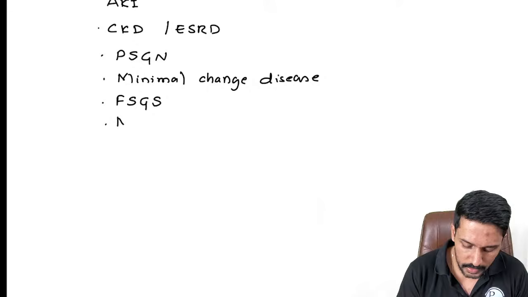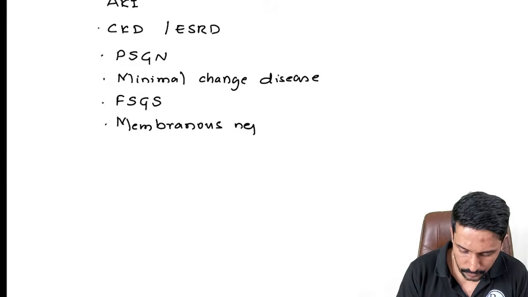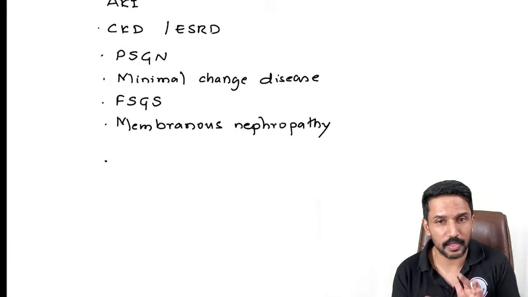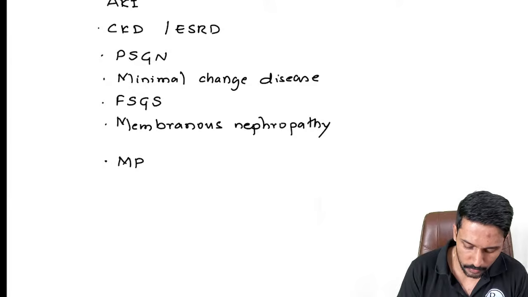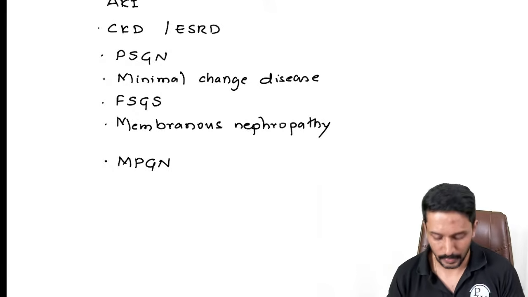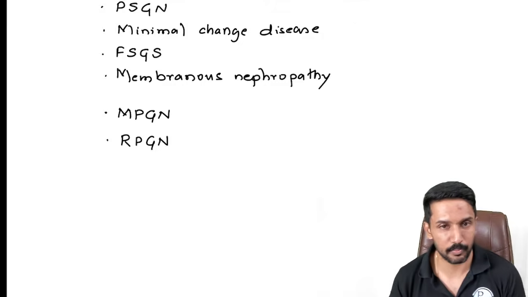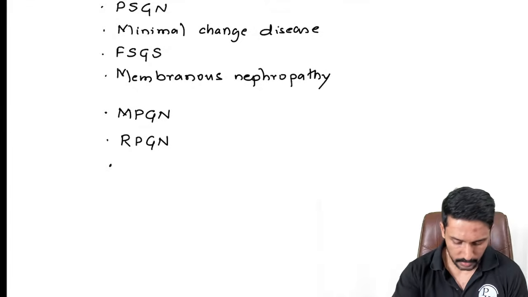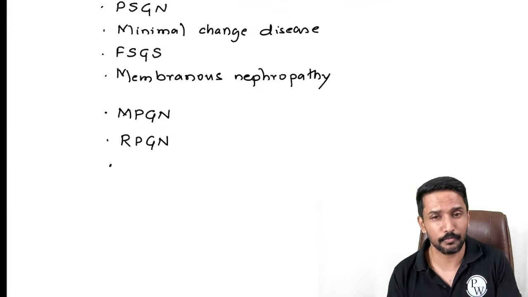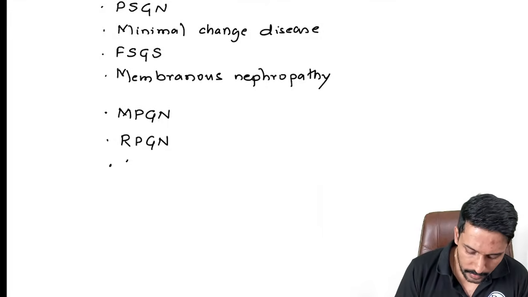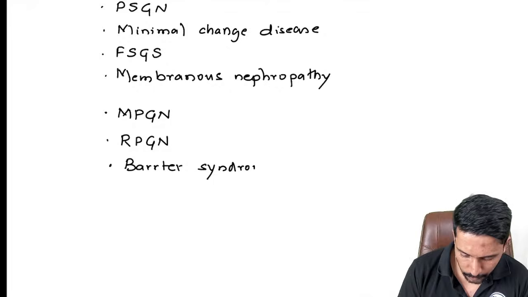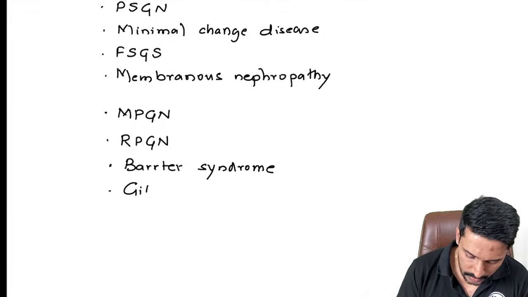Some of you may be familiar with a term called as membranous nephropathy. Then some of you might have heard about something called as membranoproliferative glomerulonephritis or MPGN. Some of you might have heard about rapidly progressing glomerulonephritis or RPGN. Some of you may be familiar with particularly exam focused topics like the Bartter syndrome. Then some of you might have heard about Gitelman syndrome.